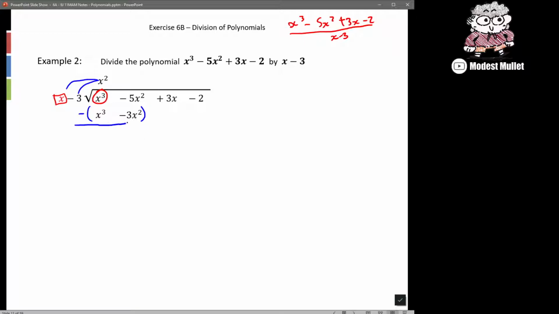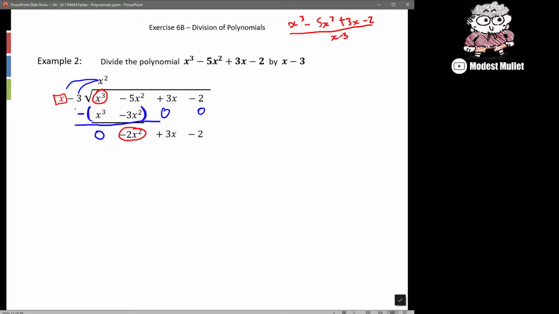And now we're going to do the subtraction. X cubed take away x cubed is 0. Negative 5x squared take away negative 3x squared. And this is where it's really handy to put the minus sign in brackets here so you don't forget the signs, don't make mistakes with sign. We get negative 2x squared, and then everything else just comes down, because that's effectively 0 there and 0 there. Comes down. We repeat the whole process all over again.